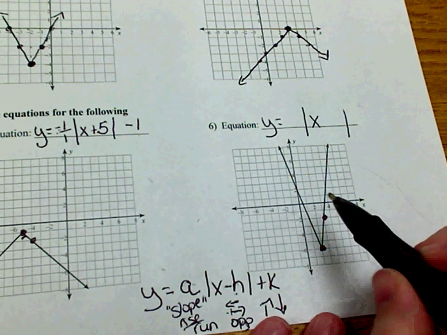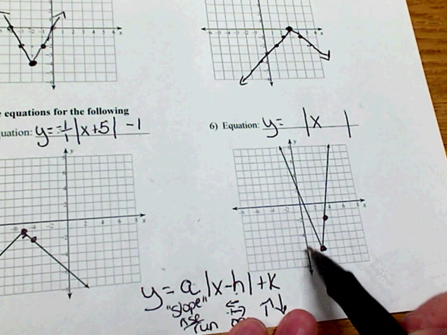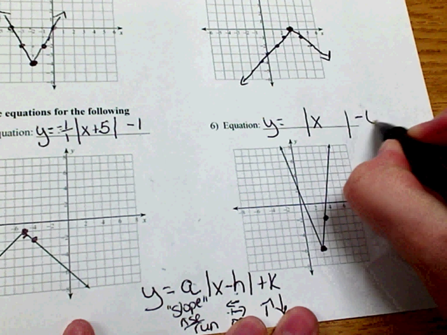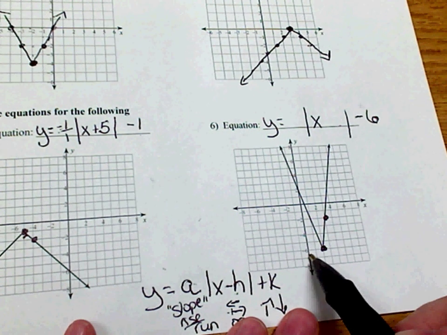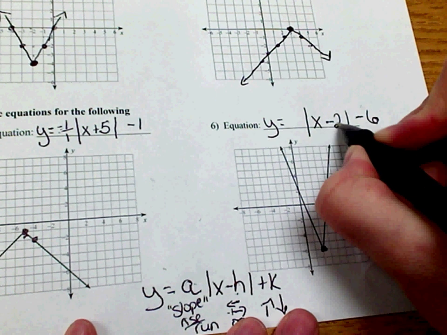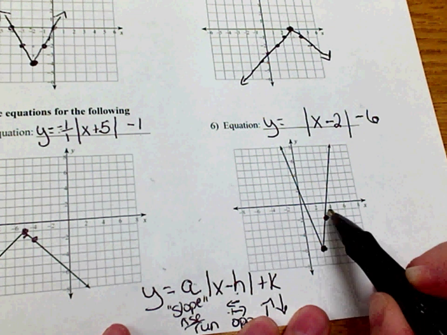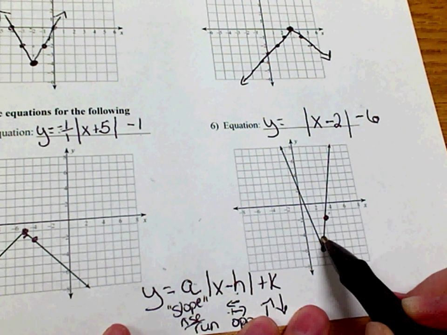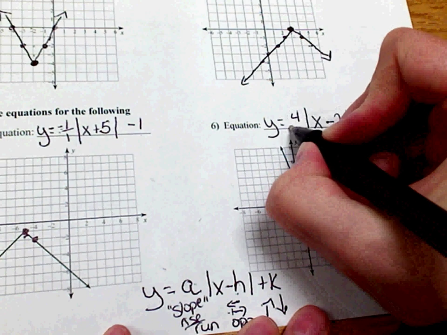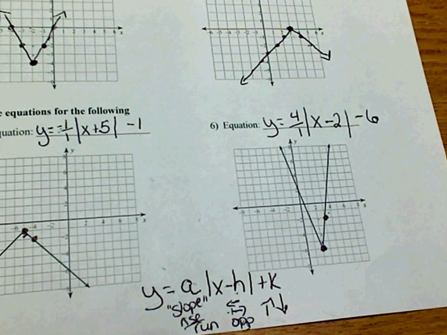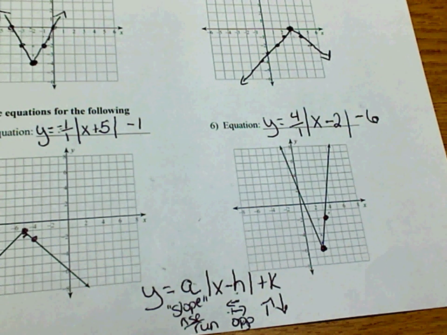So for my K here, I know I had to go down 6. I went down 6, so that's -6. For my H, I had to go right 2, which is -2 because it's the opposite of what you expect. And then for my A, from this point to this point, I have to go 1, 2, 3, 4 over 1. So up 4 over 1. Could also just write that as a 4. You don't have to write divided by 1 if you don't want to.